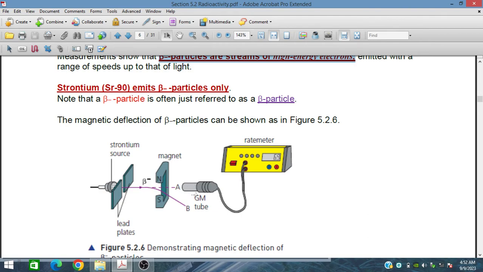If we move this GM tube from A to B, the count rate will increase at point B, which means that the magnetic effect is causing deflection. Without this magnet, the count will be high at location A, but after placing the magnet, the higher count rate will be observed at position B.